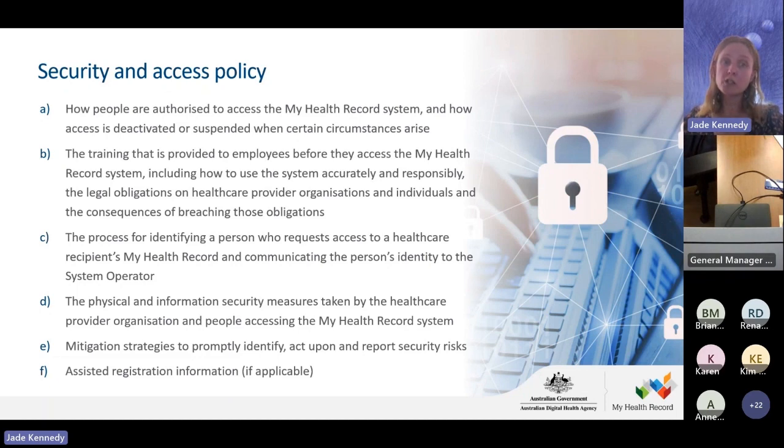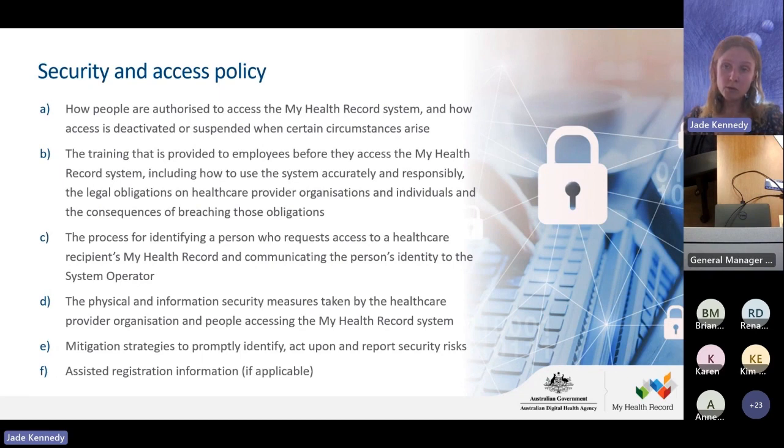The physical and information security measures taken by the organisation. So an example of physical security measures that might be in place is the use of privacy screens or having areas where the My Health Record system is accessed under video surveillance. IT security measures might be the use of passwords, the requirement to change passwords on a regular basis, things like that. Also mitigation strategies to promptly identify, act upon and report security risks.